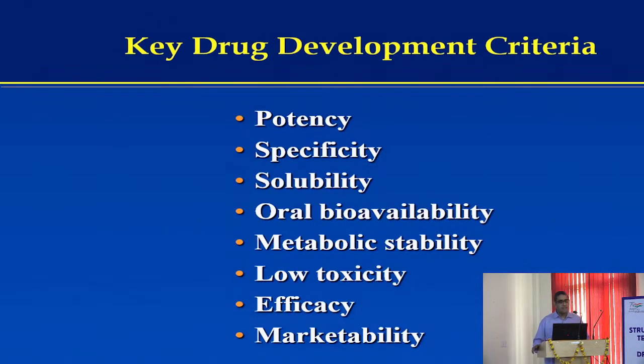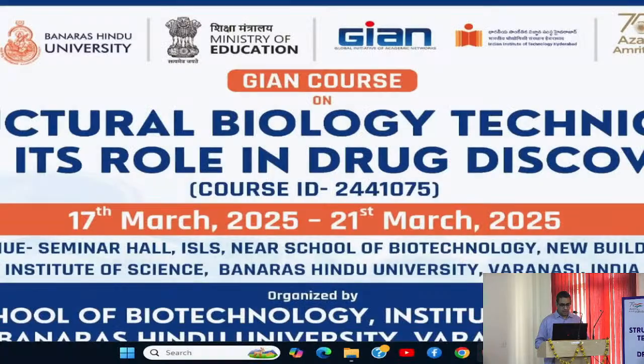And what is the criteria for drug development? Because we have been talking for the last 4 days about the criteria, I have told you about this, but again to list it: potency, specificity, solubility, oral bioavailability, metabolic stability, low toxicity, efficacy, and marketability. That is also very important. So these are important criteria, and we are talking about potency, solubility and all those aspects, metabolic stability, which we discussed the day before. So these are very important criteria, and I think this is all about that.